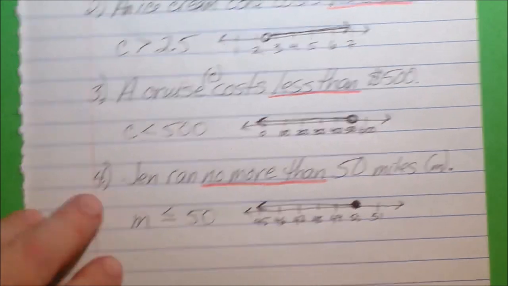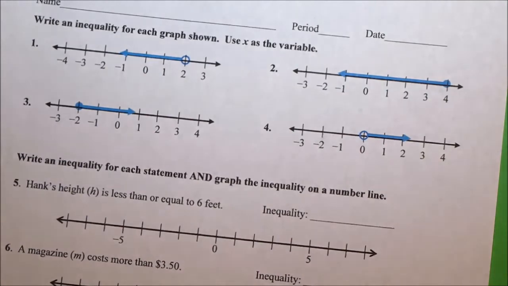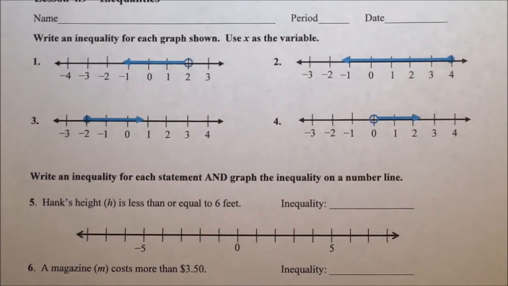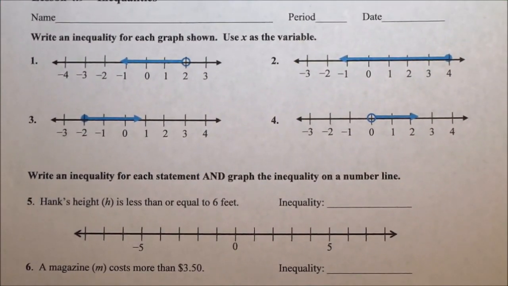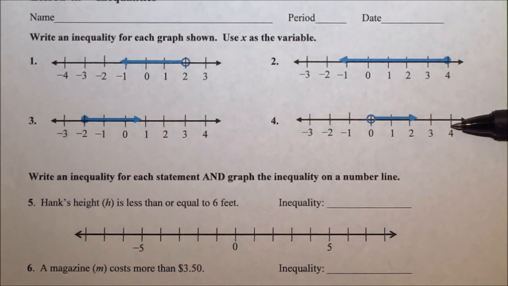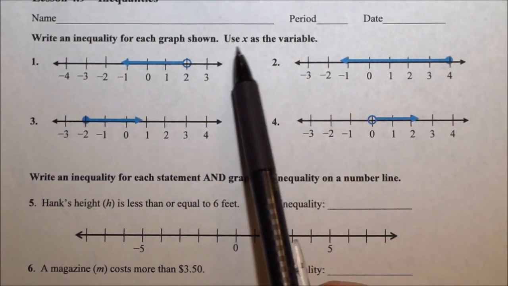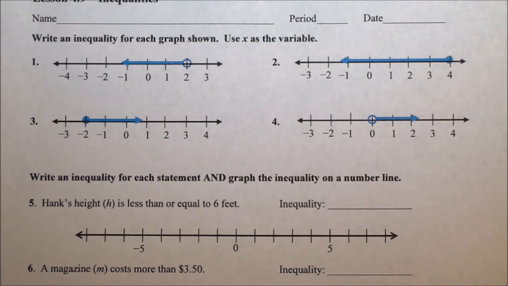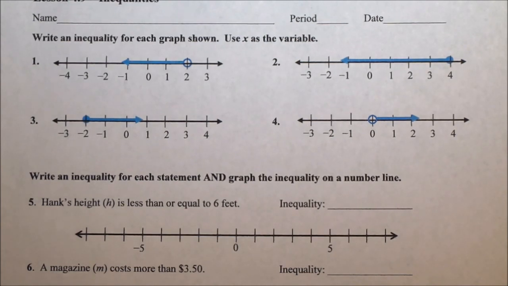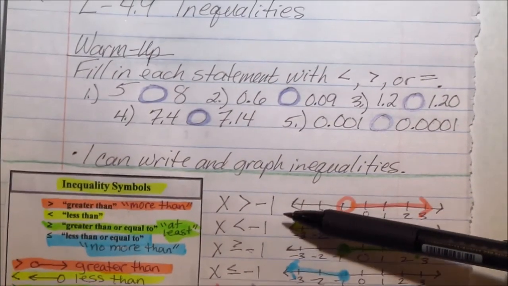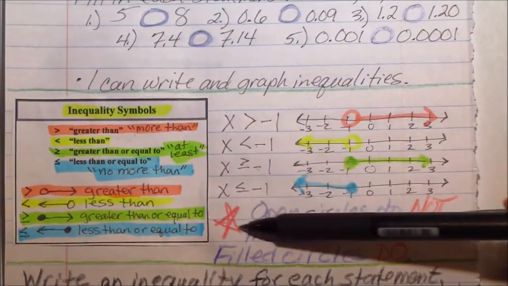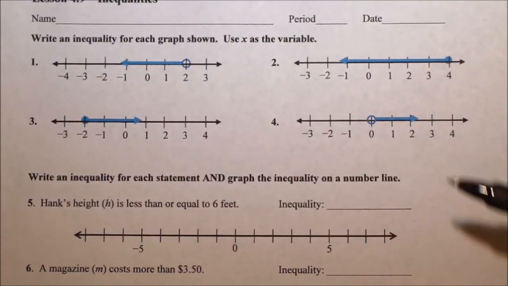Okay, so those are your practice problems for lesson 4.9. Let's look at your worksheet. Like I told you, on your worksheet, they give you the number lines. You just have to do the graphing. For these first four, they want you to look at the graph, figure out what it is telling you, and write the inequality. They want you to use X as your variable. Writing the inequality means writing these. You're writing these after you look at this graph.